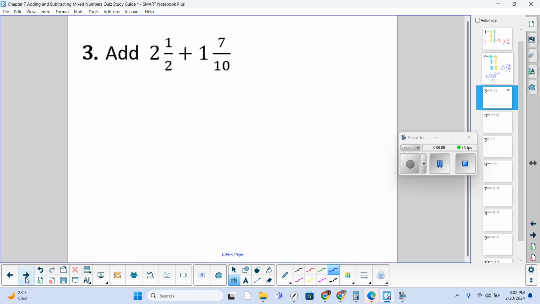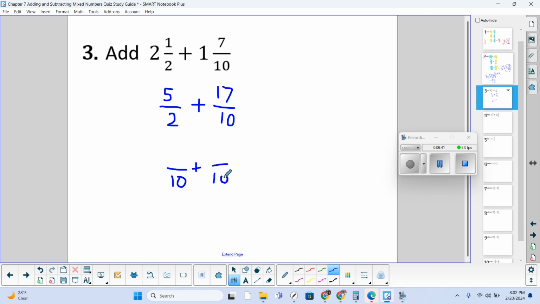Next question. 2 1/2 plus 1 7/10. So 2 1/2, 2 times 2 is 4, plus 1 is 5. That's 5 over 2. Plus 1 7/10. 1 times 10 is 10, plus 7 is 17. So 17 over 10. My common denominators for 2 and 10 would be, the least common denominator is 10.